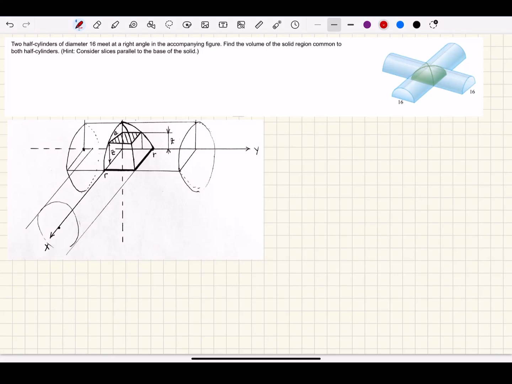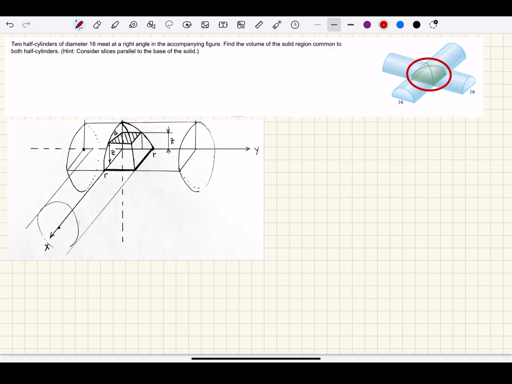Two half cylinders of diameter 16 meet at a right angle in the accompanying figure. Find the volume of the solid region common to both half cylinders. So what we are looking for is the volume of this region that is shaded green.